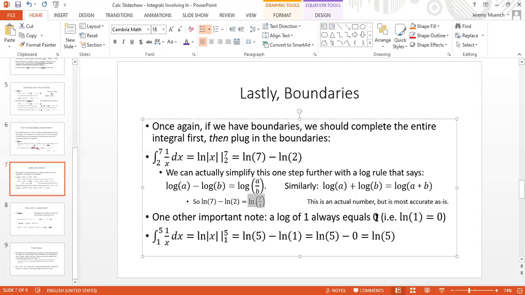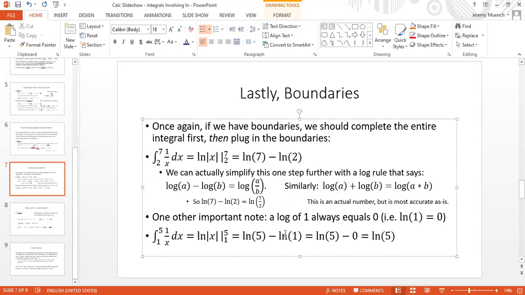But yeah, it's better if you just leave it as is, because any answer I write is necessarily less accurate than this, because this is exact. Any decimal is not. So yeah, anyway, moving on.